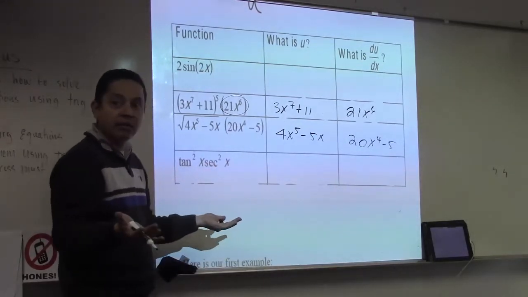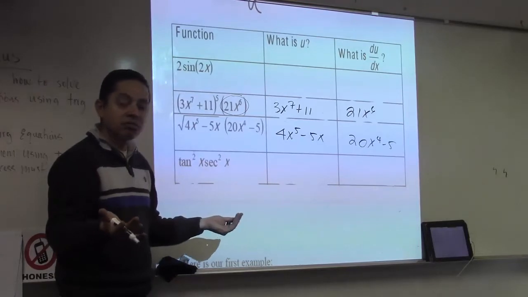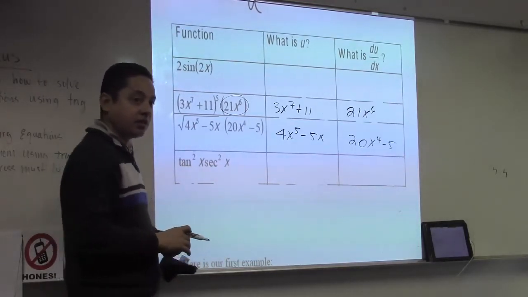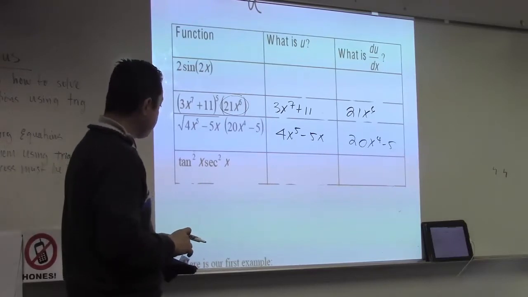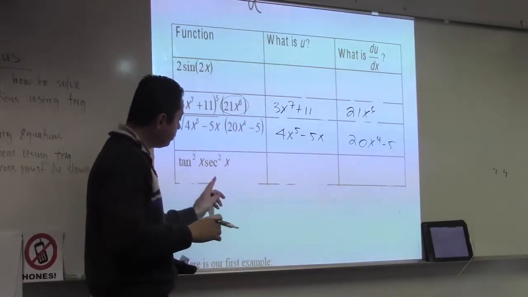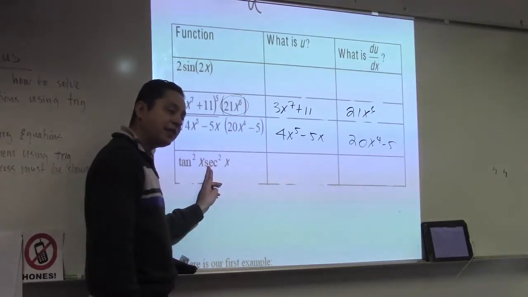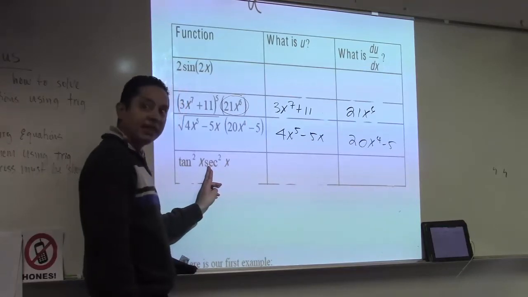Tangent? Why? Because the derivative of tangent is secant squared, right? Could you have called your u secant? What's the derivative of secant? Secant tangent, right?